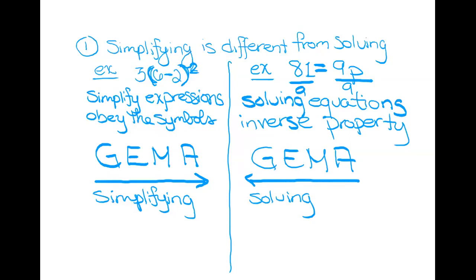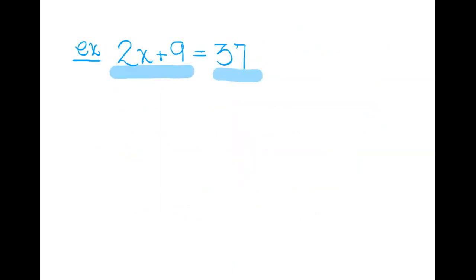So let's get started with solving some two-step equations based on this. So here's an example. This is a two-step equation. 2x plus 9 equals 37. Now, it's obvious that it's an equation, of course, because here I have this expression equal to another expression. Quite clearly, it's an equation.